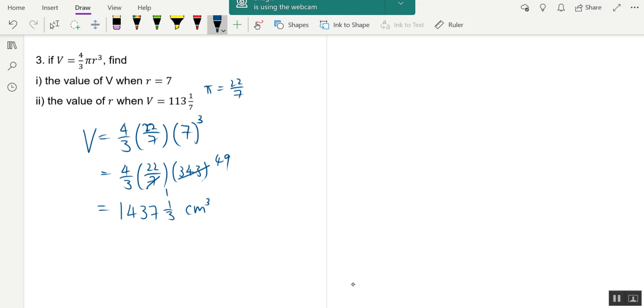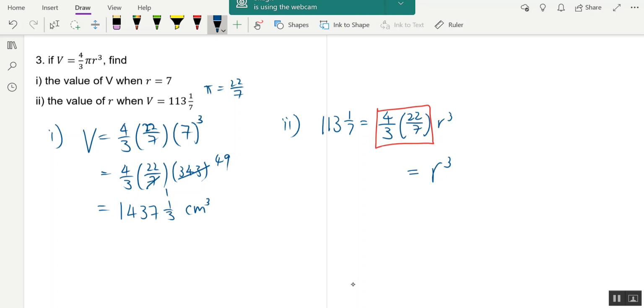Now it gets more complicated for part 2, but don't worry, just put in the value. So v is 113 and 1 over 7, which equals 4 over 3, pi is 22 over 7, and then we have the r cube over here. Just think of them as one whole unit that sticks together. You want to remove this, which is multiply, so when you bring it over, it becomes divide. I always tell my students, do not anyhow move the algebra, otherwise you will get careless.